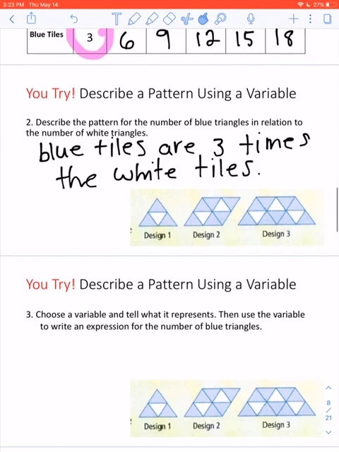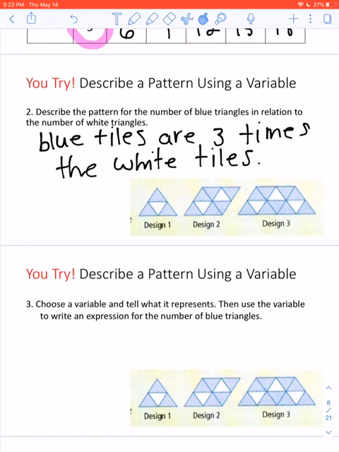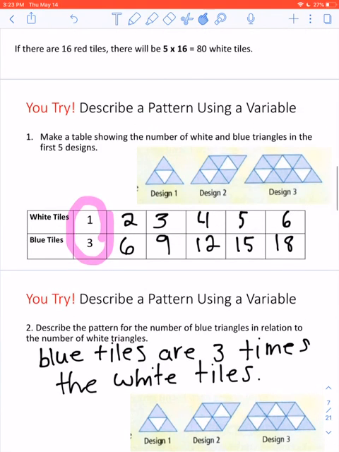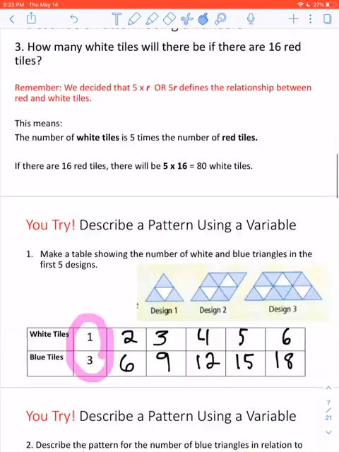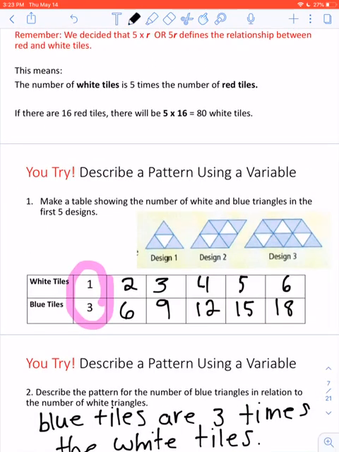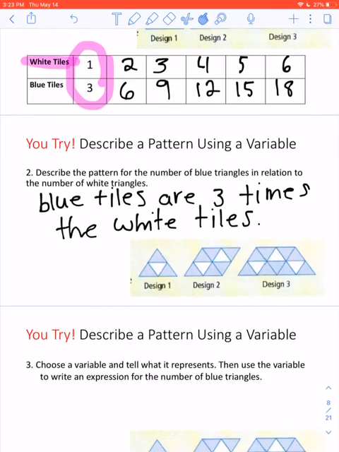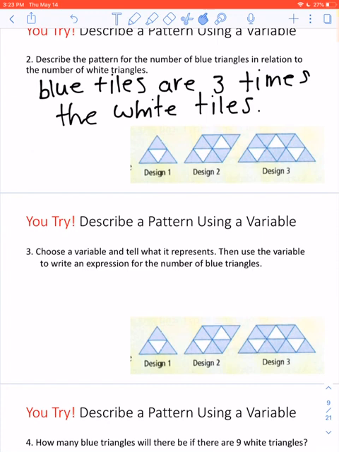Now we're going to go on to the trickier part, probably the trickiest part of these types of questions. Choose a variable and tell what it represents. Then use the variable to write an expression. Okay, let's just do exactly what we did last time. Last time we took the category that was on the top, which in that case was the red tiles. This time it's the white tiles. So we're going to say that the white tiles is our variable. Just keeping it nice and simple, I'm going to put a W for white to keep it the same letter.